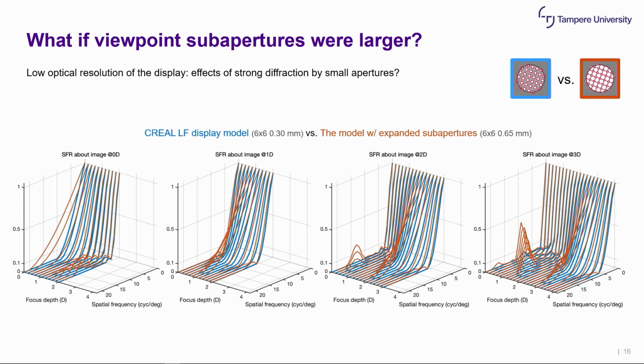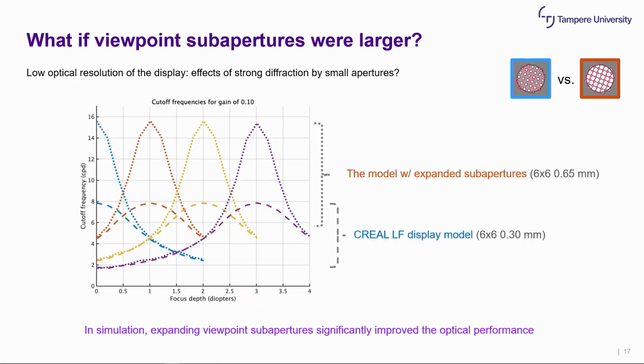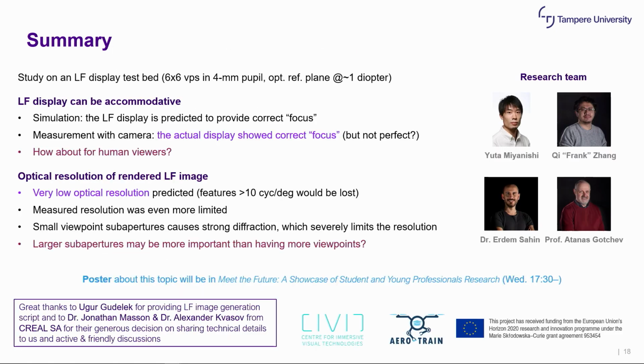And getting back to the original responses, small aperture size may be the principal factor of the limited optical resolution. Then we made another simulation in the original model with expanded viewpoint subapertures. These are shown as the red curves. You may see the red curves are much broader than the original blue curves. This is also clearly visible in the cutoff frequencies between the simulations of the original and the expanded subapertures. So what we conclude is that, at least in simulation, expanding the subaperture size will clearly improve the responses.